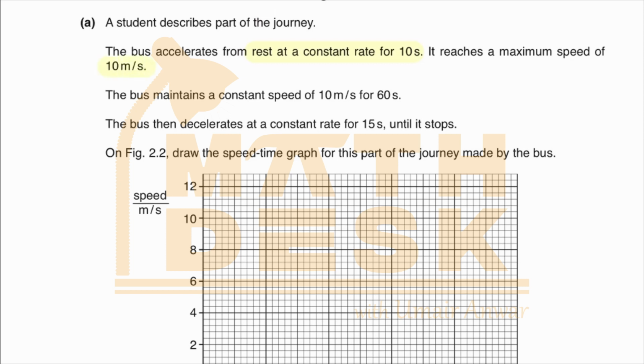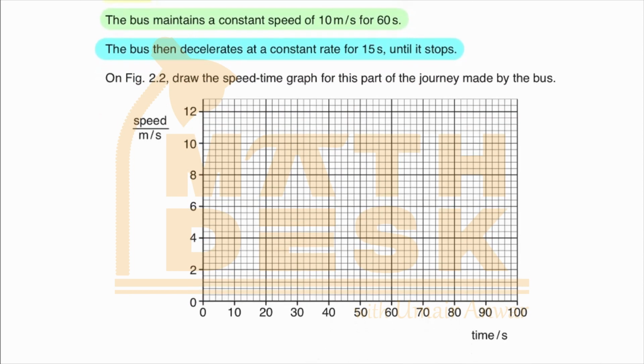The bus maintains a constant speed of 10 meters per second for 60 seconds. So this is the second part of the journey when the bus is maintaining its speed for 60 seconds. And in the last part, the bus then decelerates at a constant rate for 15 seconds until it stops. So this is the third part of the journey which is given to us. On figure 2.2, draw the speed time graph for this part of the journey made by the bus.